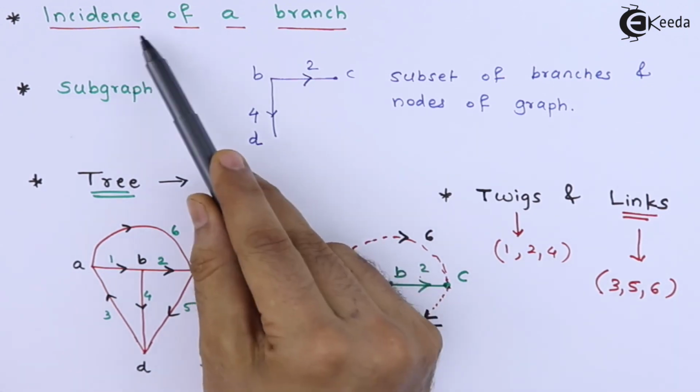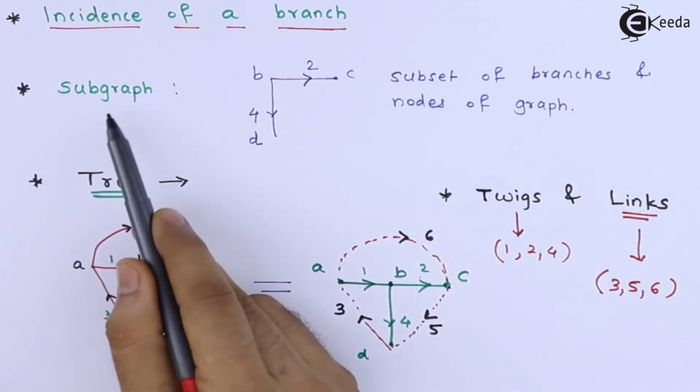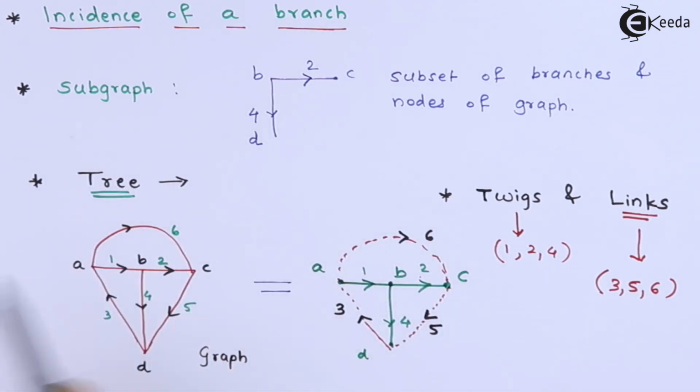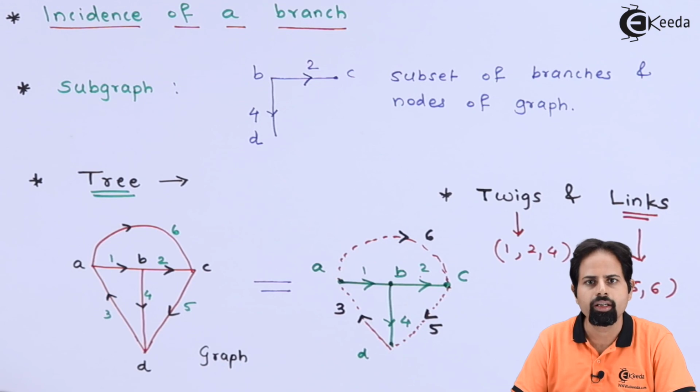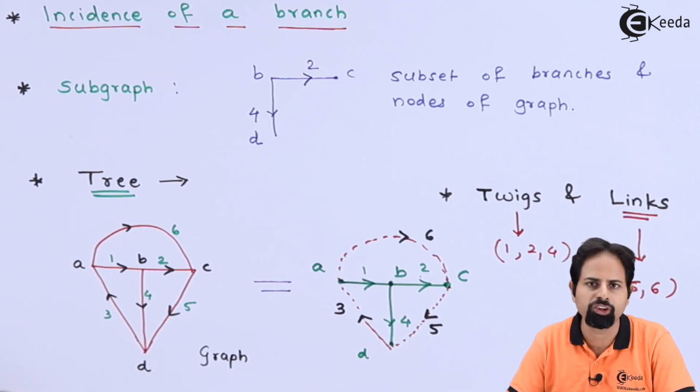So we have seen what is incidence of a branch. We have seen what is a subgraph and also a tree. So these are all the basic concepts which we are required to know before we start learning actual concepts and numericals.